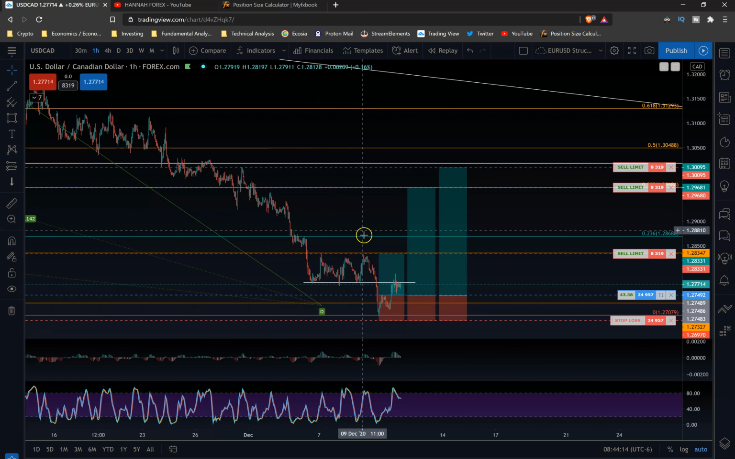The first one is at 50 pips. So I'm trying to figure out if the first scale out should be a 50 pip scale out automatically. I'm trying to figure that out.